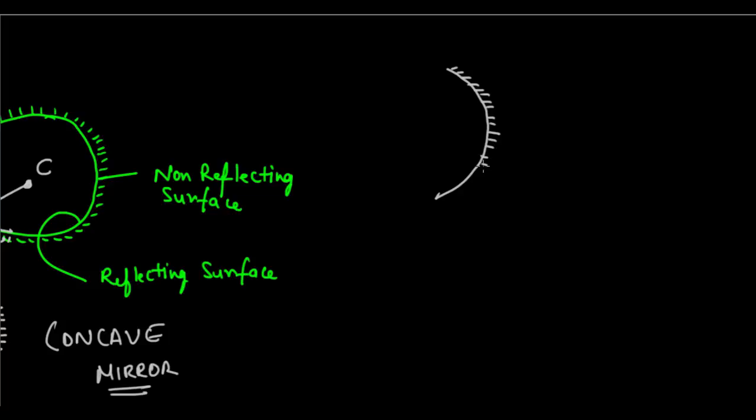Right, this is my concave mirror. And this is the imaginary line which I take. There is an imaginary line we take in case of mirrors, and that is called the principal axis. It is there in both convex and concave mirrors.